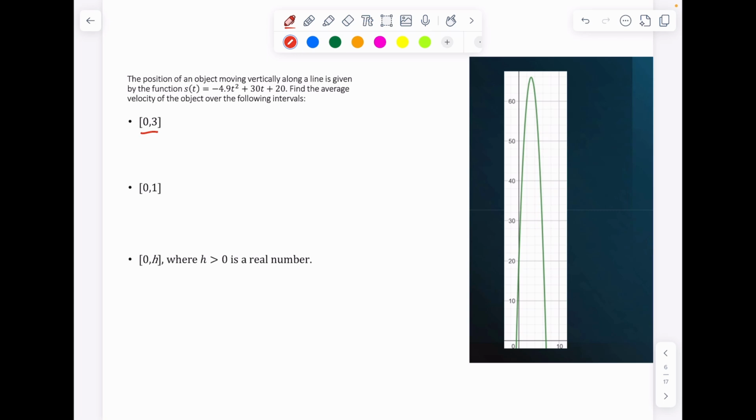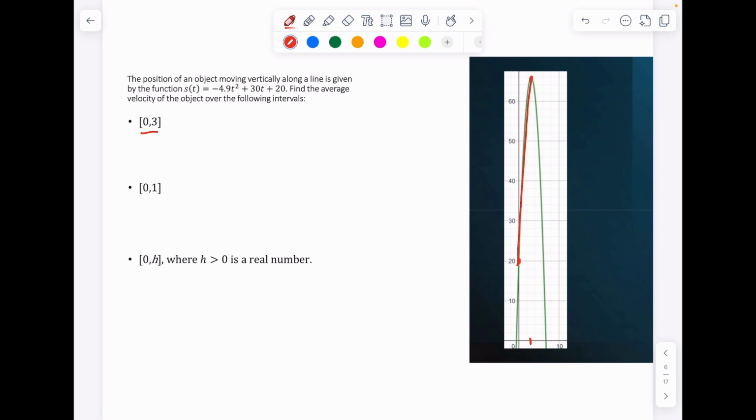Now we can look over here on the graph and just get an idea of what we're looking at. When t is 0, we have our vertical position at 20, and when t is 3, it's going to be awfully close to this vertex we have here. When we draw a line between these two, we can see we've got a really steep slope here. And the average velocity is going to correspond with that slope.